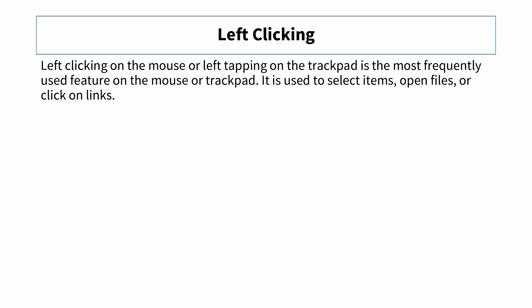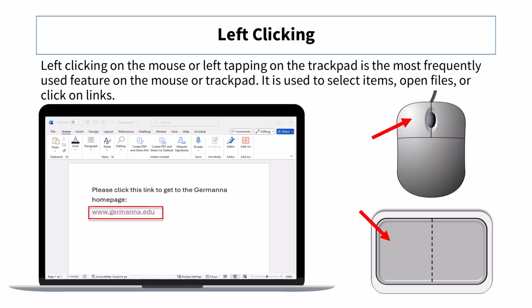Left-clicking, or left tapping, is the most frequently used feature on the mouse or trackpad. As shown in the images of the mouse and the trackpad, left-clicking on the mouse or left tapping on the trackpad is used to select items, open files, or click on links. The image of the computer screen shows how we would left-click or tap to access the germanna.edu website and open that page. Right-clicking or tapping is not as frequently used as left-clicking or tapping.